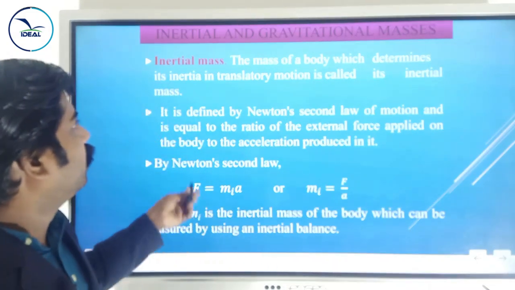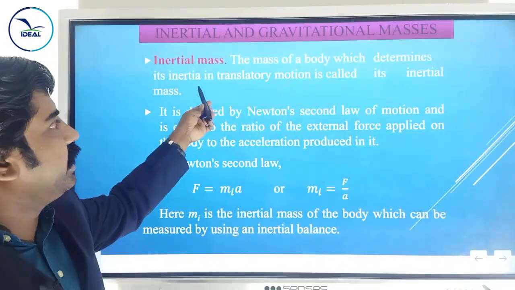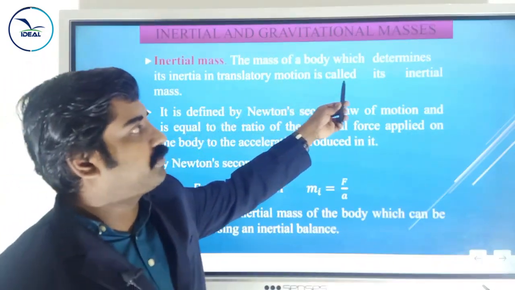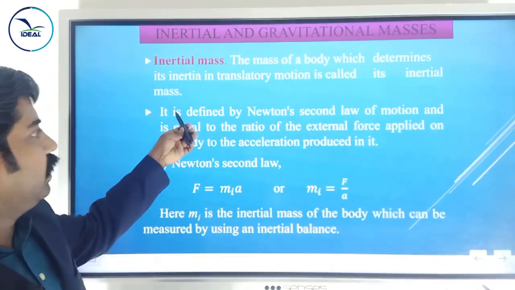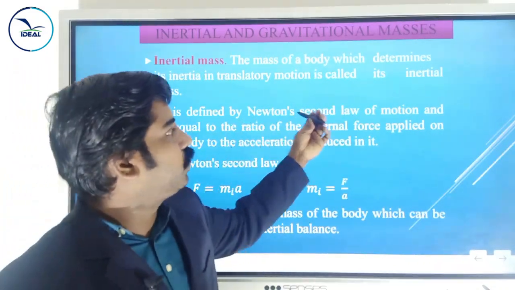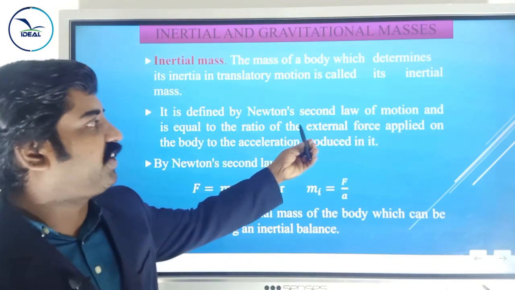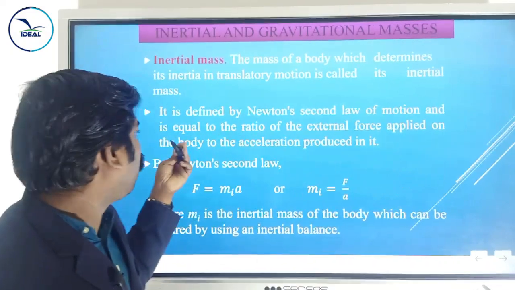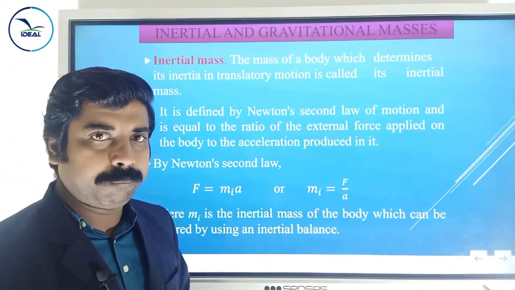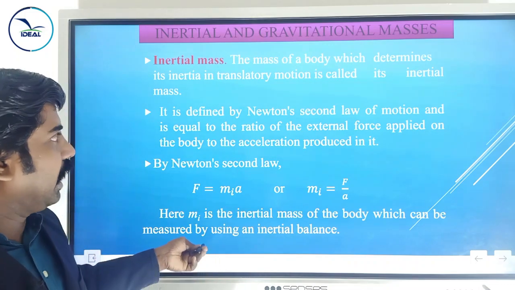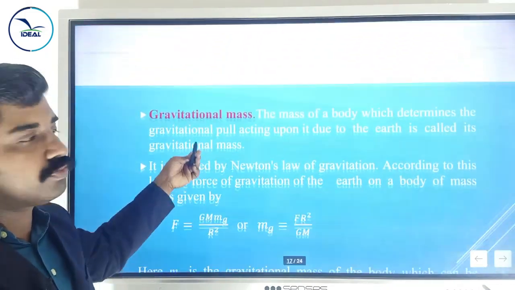Okay. So, inertial mass, the mass of a body which determines its inertia in translatory motion, is called its inertial mass. It is defined by Newton's second law of motion, and it is equal to the ratio of external force applied on the body to the acceleration produced in it, that is F by a. Likewise, we can find the gravitational mass also.